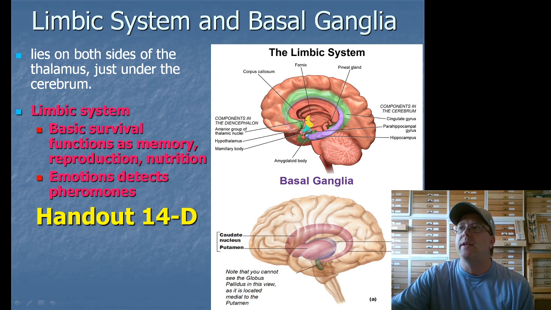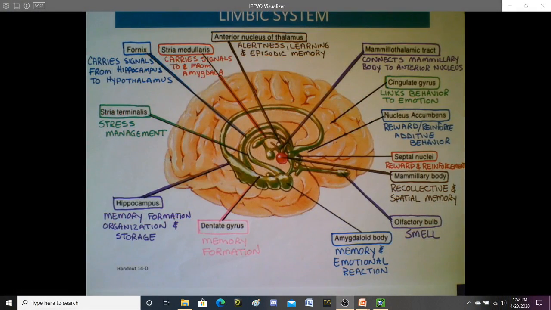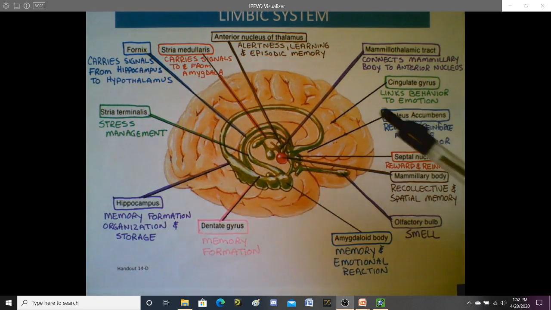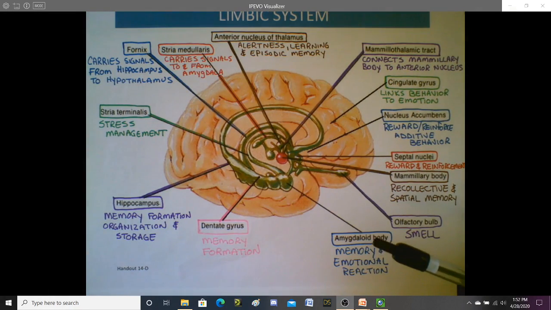So here it says the limbic system's the basic survival functions, and it's going to be involved in memory, reproduction, nutrition, as well as emotion. Now, let's get into the handout. So handout 14D is going to talk about our limbic system. And I know you're looking at this going, oh my God, there's a ton of stuff to know. I will ask you function. I will not ask you where these are located.